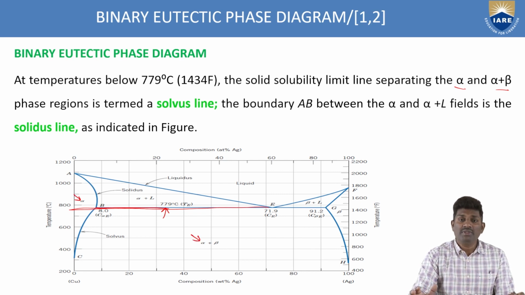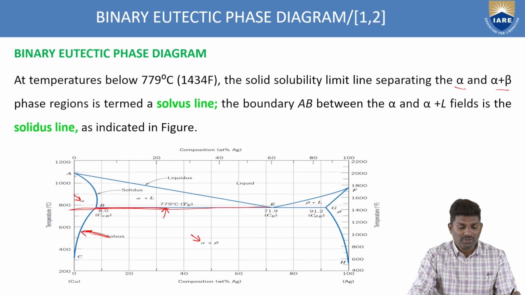Okay, so this line which divides the alpha and alpha plus beta, this curve or this line, is called a solvus line. And the boundary AB, this is for alpha and alpha plus L. So what is happening here?